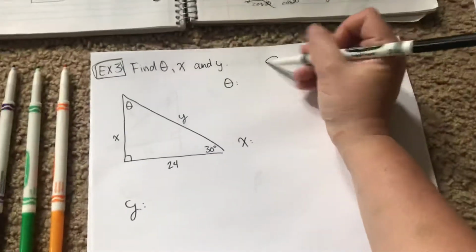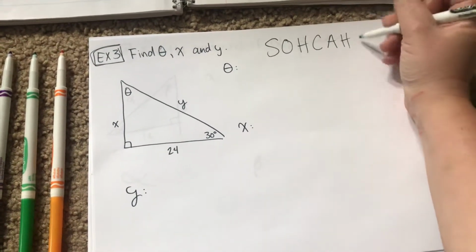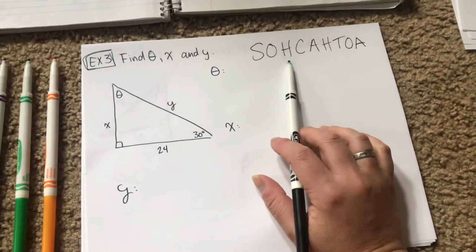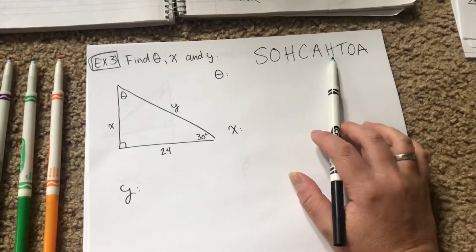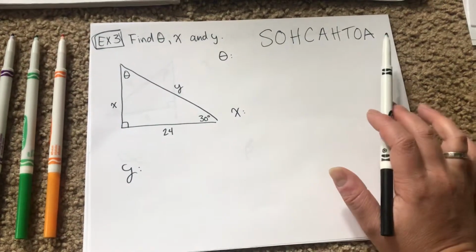I'm going to write SOHCAHTOA up here just so we have that down and can reference it. Remember, I know I've said it a million times now, but sine is opposite over hypotenuse, cosine is adjacent over hypotenuse, and tangent is opposite over adjacent. Those are the main trig functions.